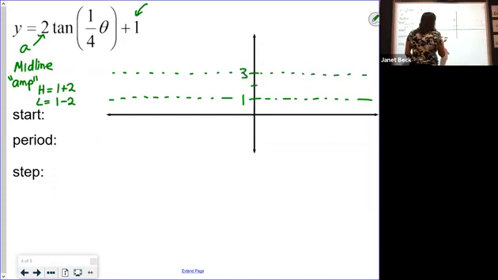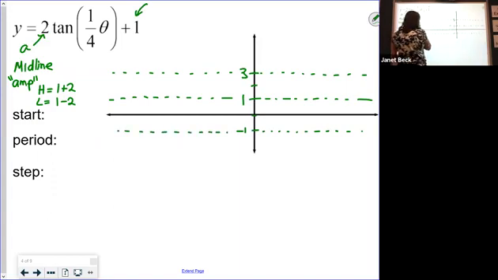So our high line is going to be at 3, and our low line is 2 beneath that, at -1. Where do we start? This one, there's no value being added or subtracted inside. This +1 was a vertical shift, not a horizontal shift. It was a vertical shift that took the whole graph up 1. There's nothing going to move it left or right. So we're going to start at x equals 0.